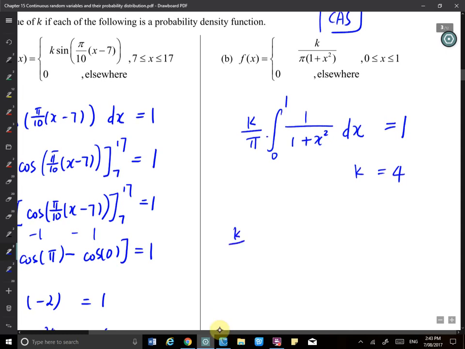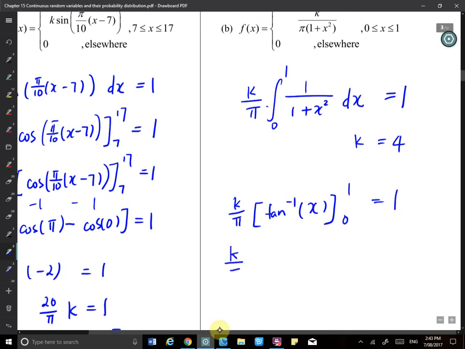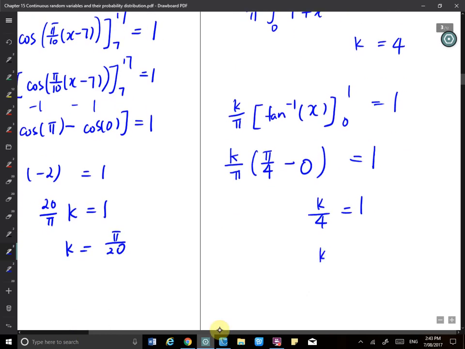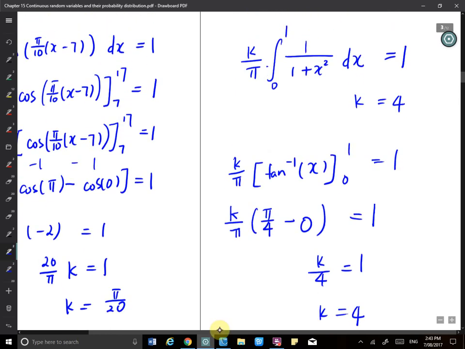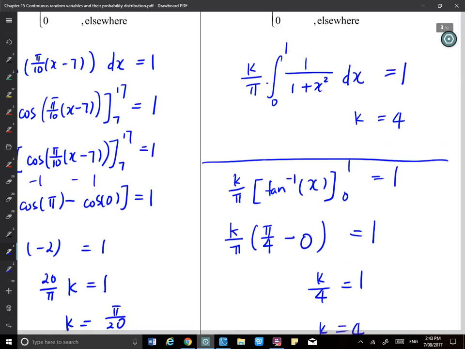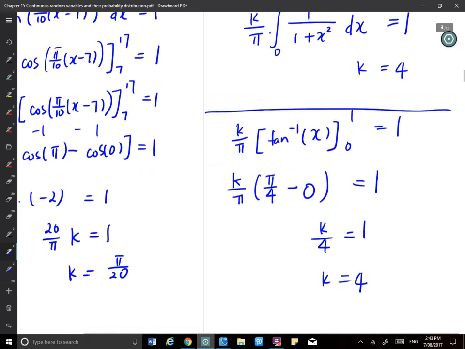Well, if you learn Spec, you should know that is a tangent inverse. Okay, that's tangent negative 1, from 0 to 1, and that should be 1. Okay, k over pi. Tangent inverse 1 is pi on 4. Tangent inverse 0 is 0. That's 1. And k over 4 equals to 1. K must be 4. Okay, Spec students need to know how to solve it by hand, but Method students can solve it by calculator only.